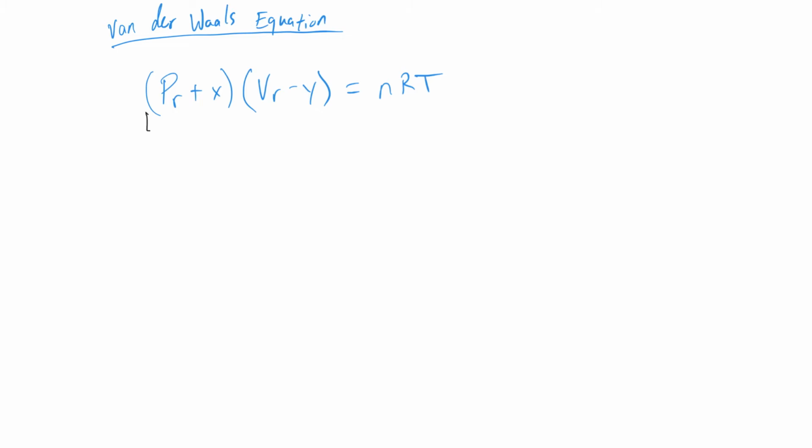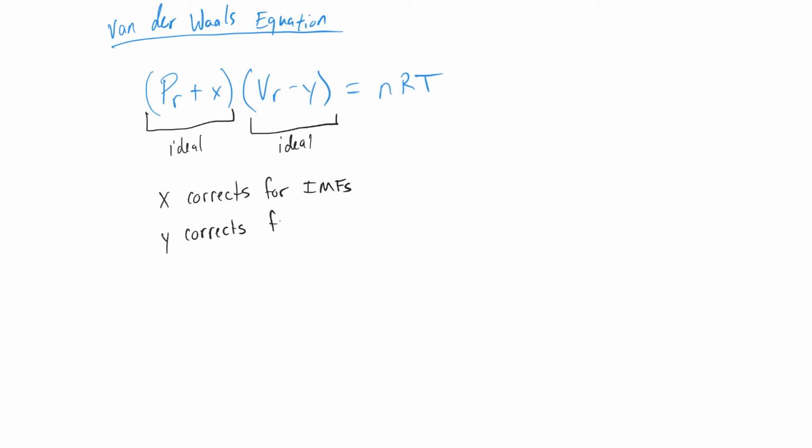So if we take a look at the van der Waals equation here, it corrects for both the intermolecular forces and the volume of the particles. Now, this is an oversimplified version of this. X and Y are a little more complex than that, but I just want to leave it as simple as I can. So X corrects for the intermolecular forces, and Y corrects for the fact that the particles actually do take up some space.